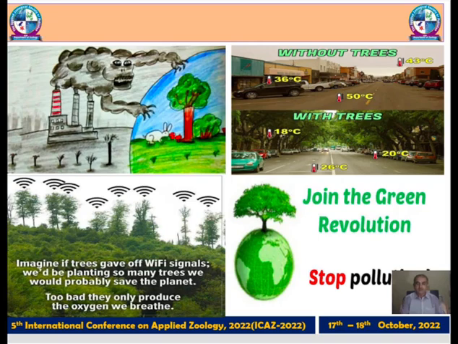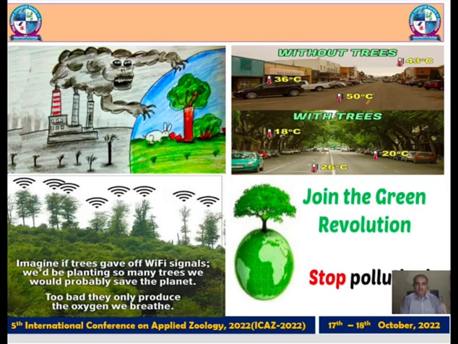In the next portion of the slide, you can see that without trees, the temperature on the surface of Earth is increasing, and with trees, this temperature is under control to some extent. If trees gave off a Wi-Fi signal, we would be planting so many trees, we would probably save the planet. Too bad, they only produce the oxygen which we breathe and the food which we eat. Join the green revolution and stop environmental pollution.